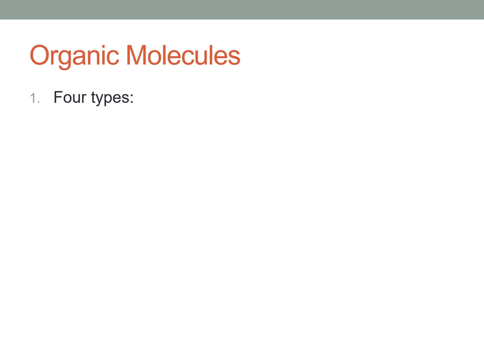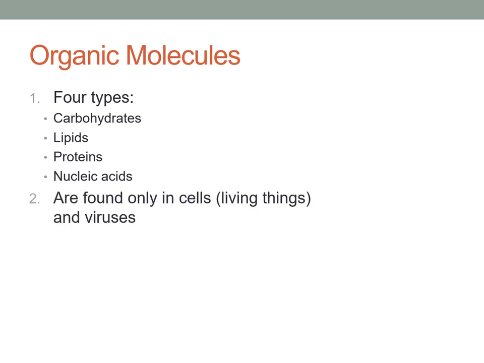All right, so as I mentioned, there's four types of organic molecules. We're going to talk about them one in order, so you don't need to write them down right now. Carbohydrates, lipids, proteins, nucleic acids. So cool things about organic molecules: they are only found in living things and viruses. Those little pesky, not quite living, sort of living things, right?